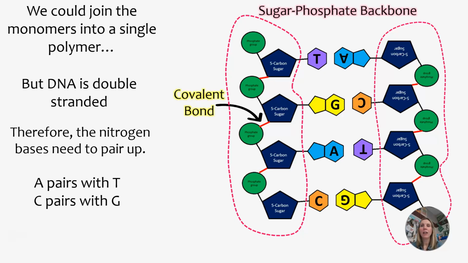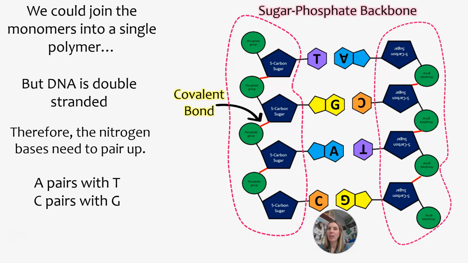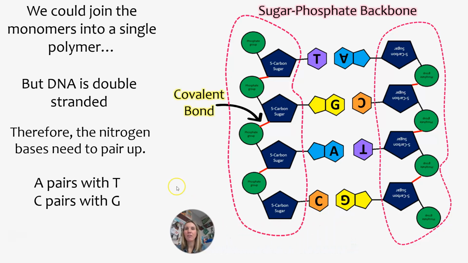The outside of our double-stranded DNA, we call the sugar phosphate backbone, for obvious reasons. Because if we take a look, our backbone is made of alternating phosphate, sugar along the side. So sugar, phosphate, all joined together by covalent bonds.